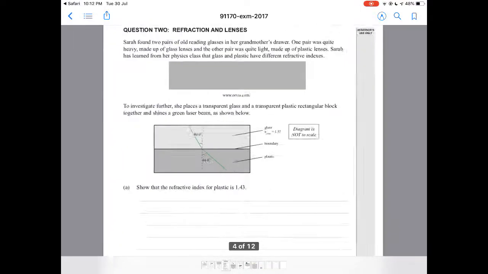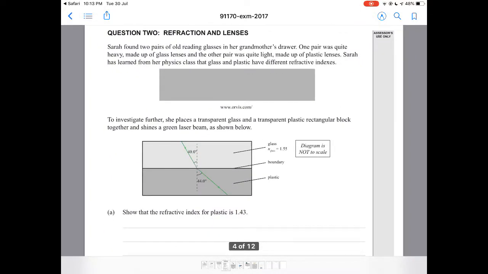Now we have refraction and lenses. Sarah had found 2 pairs of old reading glasses in her grandmother's drawer. One pair was quite heavy and was made out of glass lenses, and the other pair was quite light, made out of plastic lenses. Sarah has learned from her physics class, good job, that glass and plastic have different refractive indexes. To investigate further, she places a transparent glass and transparent plastic rectangular block together and shines a green laser beam as shown below. Show that the refractive index for plastic is 1.43.